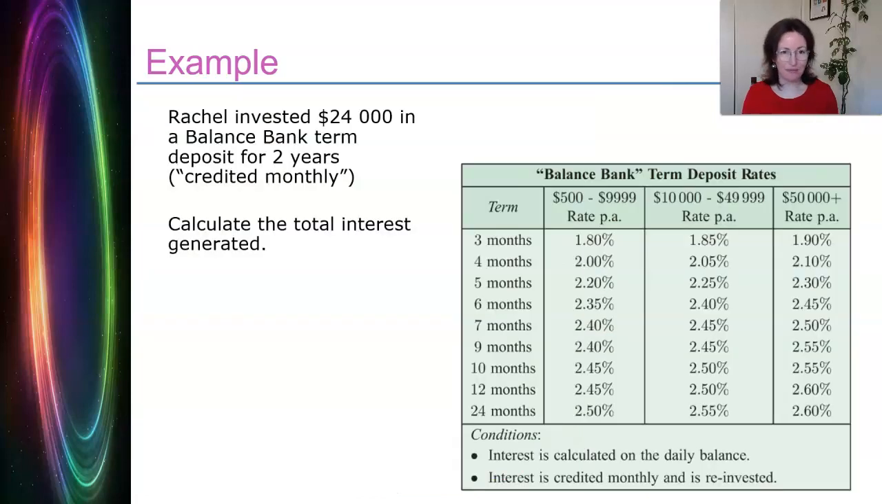Let's do an example. Rachel invests $24,000 in a Balance Bank term deposit for 2 years, and it's credited monthly. We have to work out the total interest generated. Let's look at the table first. $24,000: which column does that fall into? This middle column here. How long does she leave it in the bank for? 2 years. It doesn't say 2 years here, it's in months. How many months is 2 years? 24 months. So we're in this row here, and we specifically want the middle one.